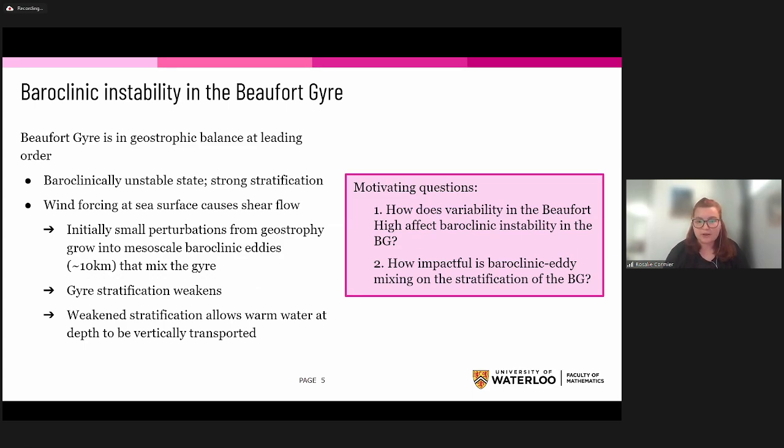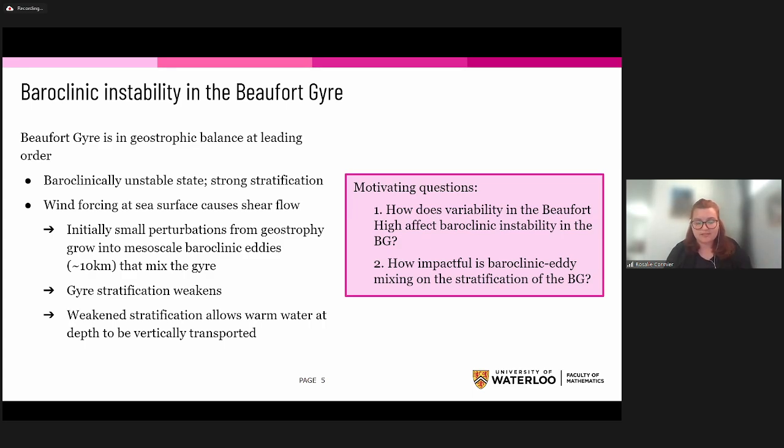The wind forcing by the Beaufort High at the sea surface causes a shear in the velocity profile. In particular, as you would expect, there tend to be very fast currents at the surface of the gyre, and that decays to a more quiescent profile at depth. The wind stress doesn't need to be very strong to create small perturbations from a geostrophic state. And since the gyre is baroclinically unstable, these perturbations can and do grow into large baroclinic eddies on length scales of about 10 kilometers or sometimes larger that serve to mix the gyre and weaken its stratification.